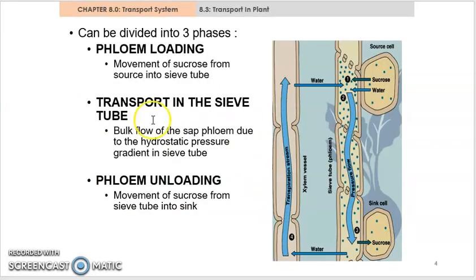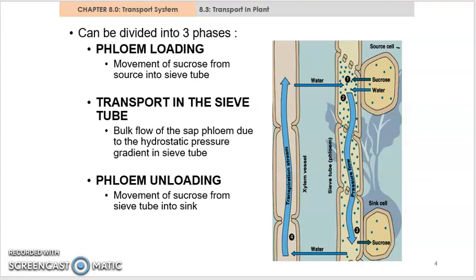Now we look at the process of translocation. Kalau untuk proses translocation ni, first kali awak mesti kena tahu dululah based on the diagram. This is the diagram of the translocation. First kali awak mesti kena tahu dulu this structure. Ni adalah sieve tube. This is xylem. And then the upper part here, ni kita panggil sebagai source cell.